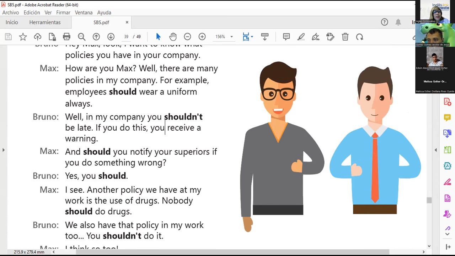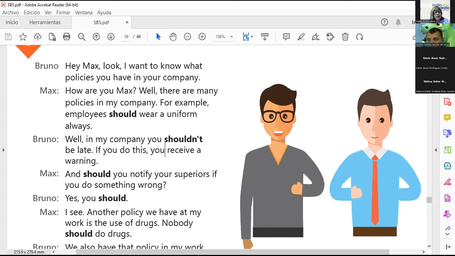Okay, I'm going to read it again faster. Hey, Max, I want to know what policies you have in your company. How are you, Max? Well, there are many policies in my company. For example, employees should always wear a uniform. Well, in my company, you shouldn't be late. If you do this, you receive a warning. And should you notify your superiors if you do something wrong? Yes, you should. I see.